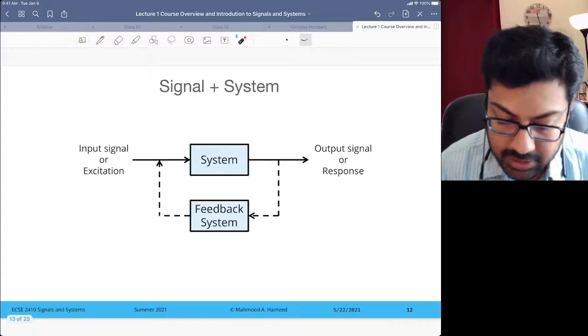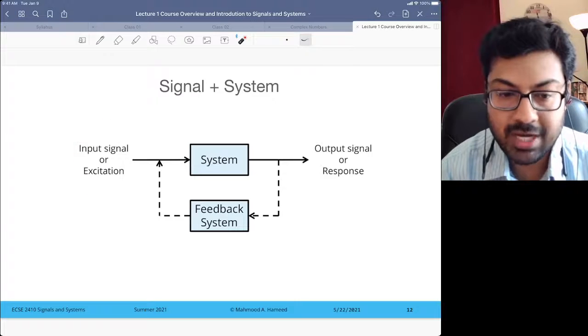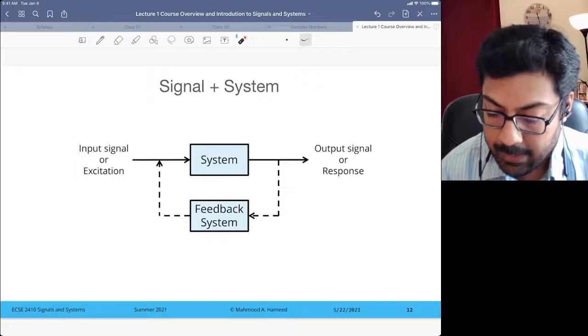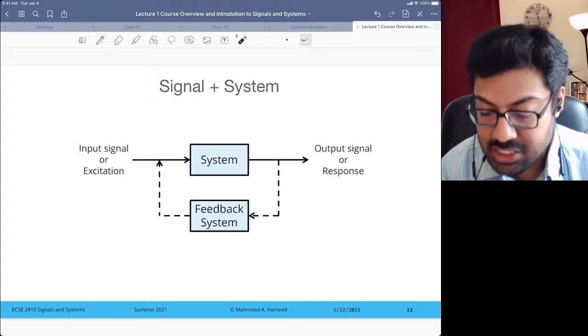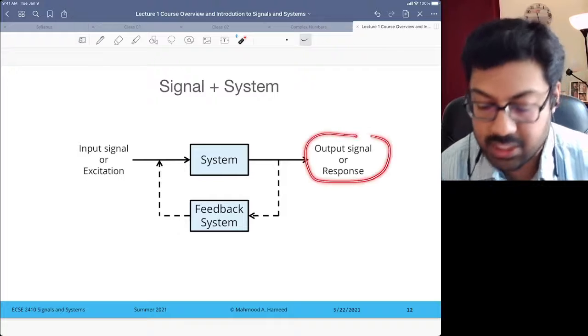All right. So here it is, signal plus system. You've got your input signal or excitation way on the left. You've got your system here. You've got your feedback system here, which is essentially providing some sort of control over your output signal or frequency or response.